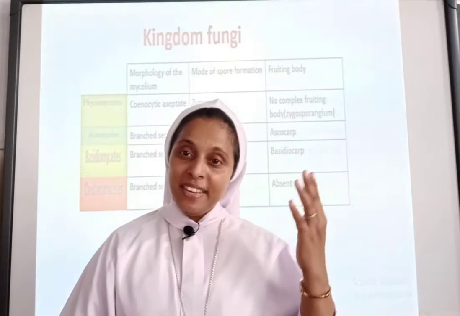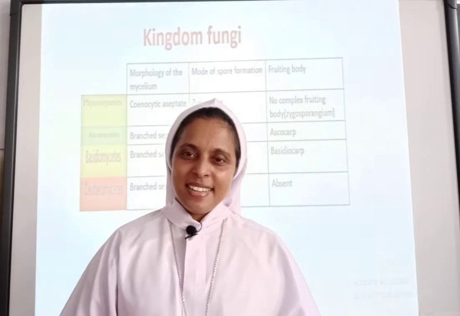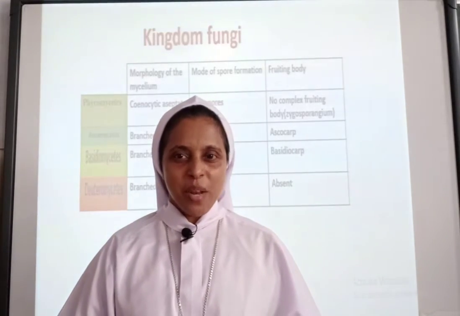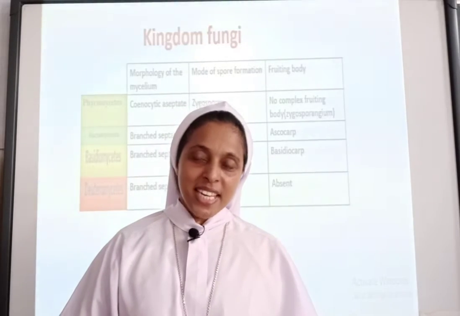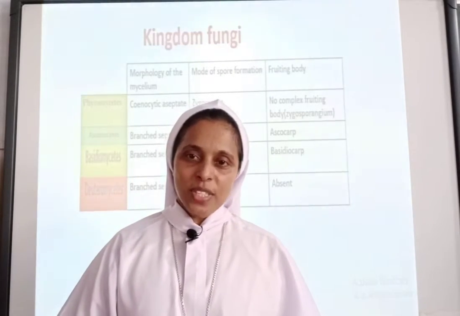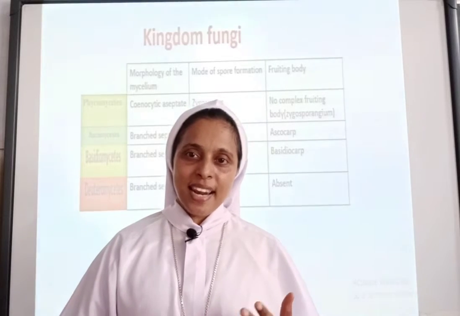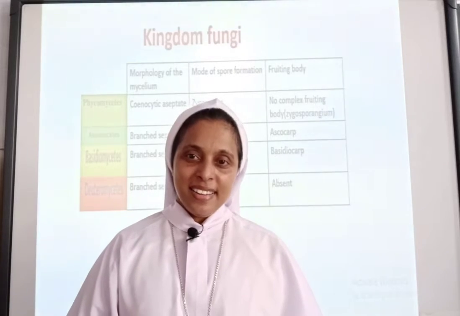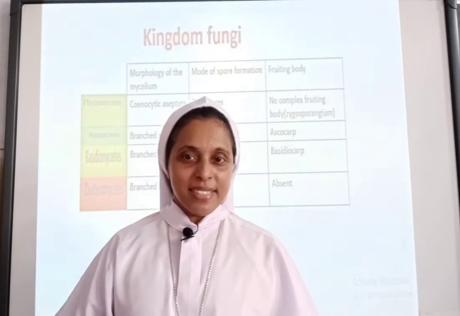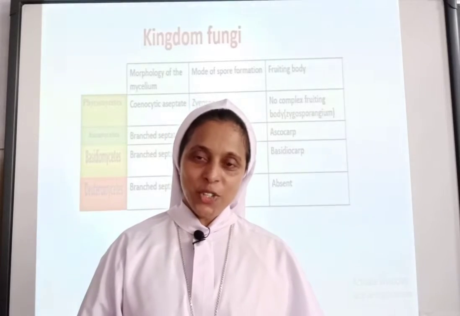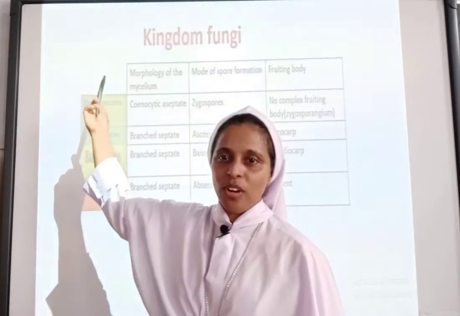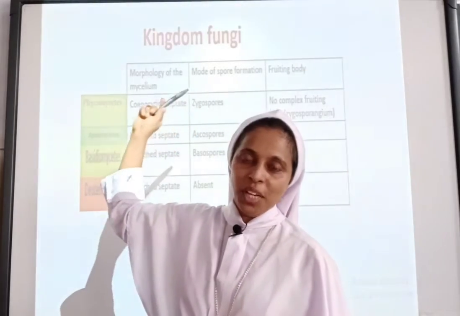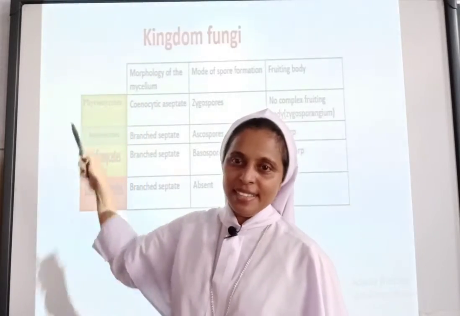So recalling the previous session, we have learned the life cycle of kingdom fungi, the sexual mode of reproduction as well as the asexual mode of reproduction. And also we have come across the various classes that belong to kingdom fungi. What were they? They are phycomycetes, basidiomycetes, ascomycetes and deuteromycetes. Based on the morphology of mycelium, based on the mode of spore formation and based on fruiting body, we have seen each one in detail.